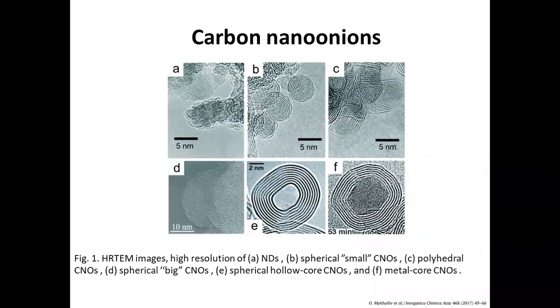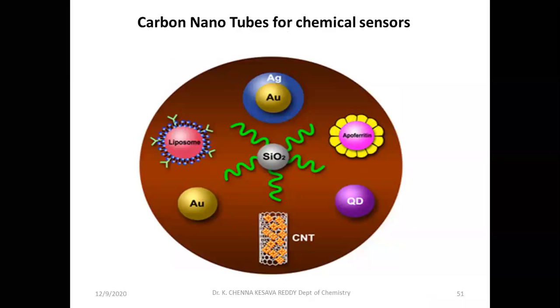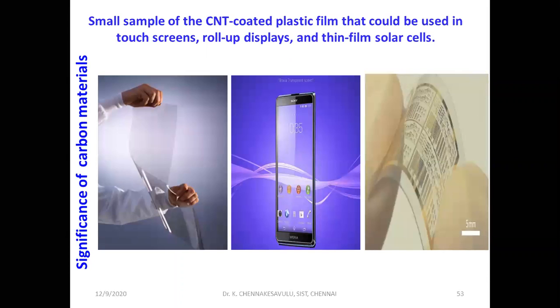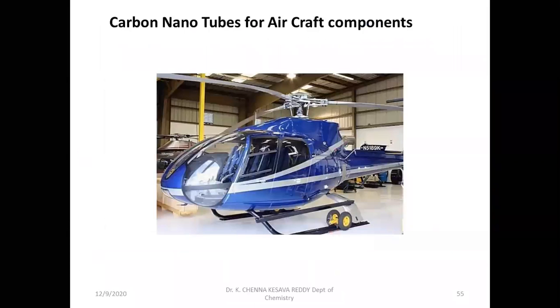MEMS development, sensors, even chemical sensors. A sensor may be anything which is detecting minute physical or chemical change. So EMI shielding materials and flexible electronics, sports equipment, and aircraft components. These are the applications of carbon nanotubes.